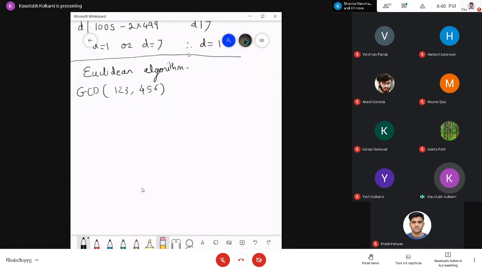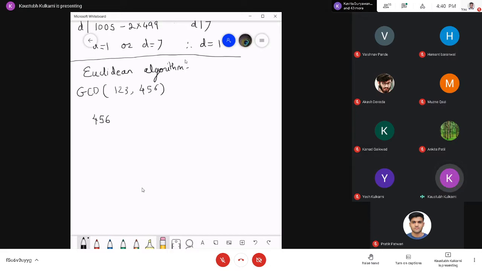Okay. Now forget all the previous techniques for a while. Obviously, different techniques can be applied at different places. The previous techniques you can also apply here, but let's study the Euclidean algorithm now. So the greater number of the two is 456.